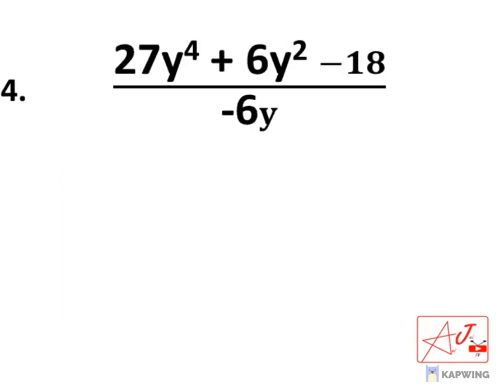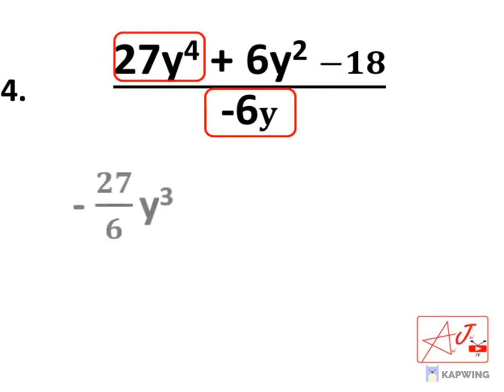Next, we have 27y to the fourth plus 6y squared minus 18 divided by negative 6y. Ganun pa rin. Isa-isahin natin. So, si 27y to the fourth at saka si negative 6y. Yan, isang positive, isang negative. Ibig sabihin ang answer natin ay negative.